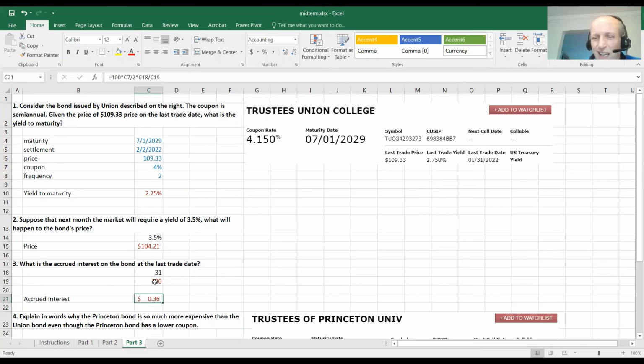Does that make sense? Yeah, it's a pretty small number, right? Because you only get $4 per year. You get $2 every 6 months. So for 1 month, it's only about 36 cents.